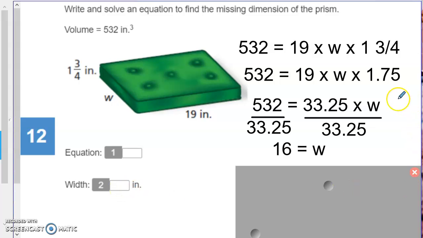I know a few of my students definitely made a mistake when we were solving equations in that they thought they could do 33.25 divided by 532, but nope, it has to be top number divided by the bottom number or you'll get the wrong answer.